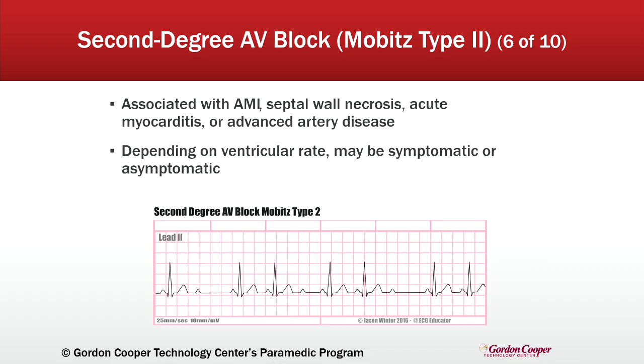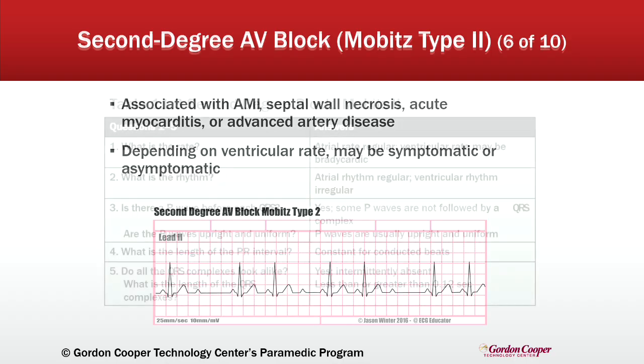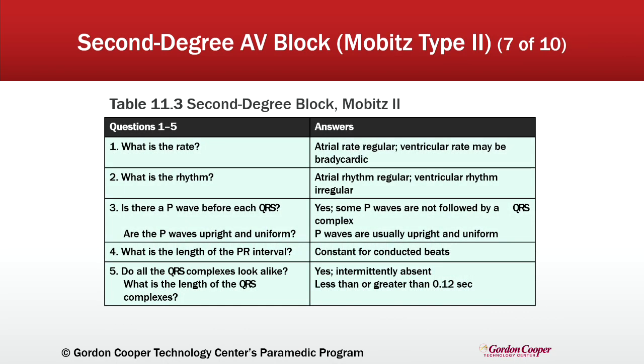So it's a good example of how the clinical picture of the patient is key. Sometimes the block may be asymptomatic, but if the ventricular rate is slow, it can cause some real problems. So when we look at this, we see the atrial rate's regular, the ventricular rate may be bradycardic, but we know that it's irregular when we look at the rhythm.